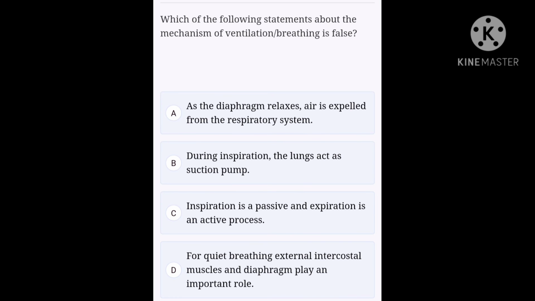Next question. Which of the following statements about the mechanism of ventilation or breathing is false? Option A, as the diaphragm relaxes, air is expelled from the respiratory system. Option B, during inspiration the lung acts as a suction pump. Option C, inspiration is a passive and expiration is an active process. Option D, for quiet breathing, external intercostal muscles and diaphragm play an important role. This is a really important question, guys, and the right option is C. Okay, let's see our next question.